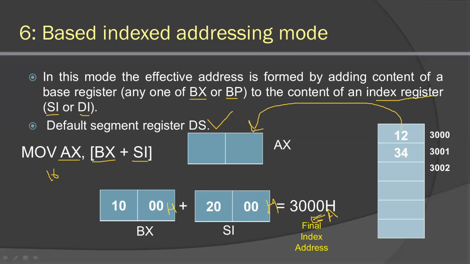Then this 8-bit of data will go to lower byte register, and plus one location, 3001, will go to higher byte. Now this is the case. So after execution of this instruction, the content of AX will be 3412. Now is this clear? Yes, ma'am. Now again we can take one example to calculate the final physical address.